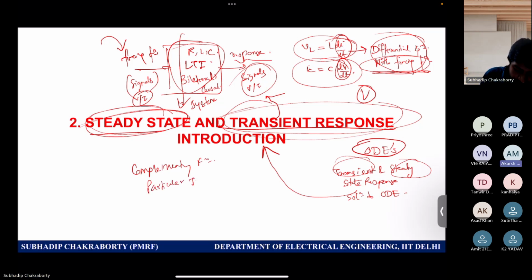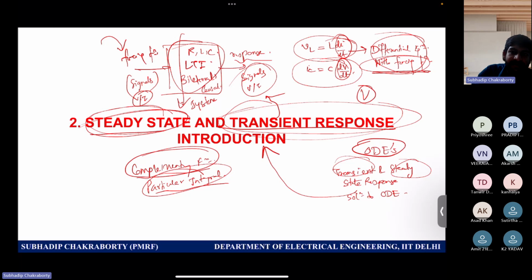CF and PI. Yes. So actually in mathematics, when you learn the solution of ODEs, you have many techniques to solve such ODEs, but we actually split it into two parts. One, the homogeneous part without the forcing function, which will lead to the complementary solution. And then one solution for the forcing function V, which will lead to the particular integral. So I'll just show you one example.